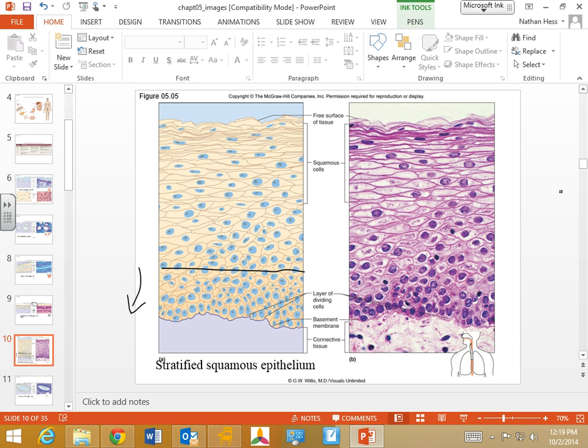Other questions about stratified squamous? And again, remember all three names. Stratified, multiple layers. Squamous, meaning the scale-like epithelium type of tissue.